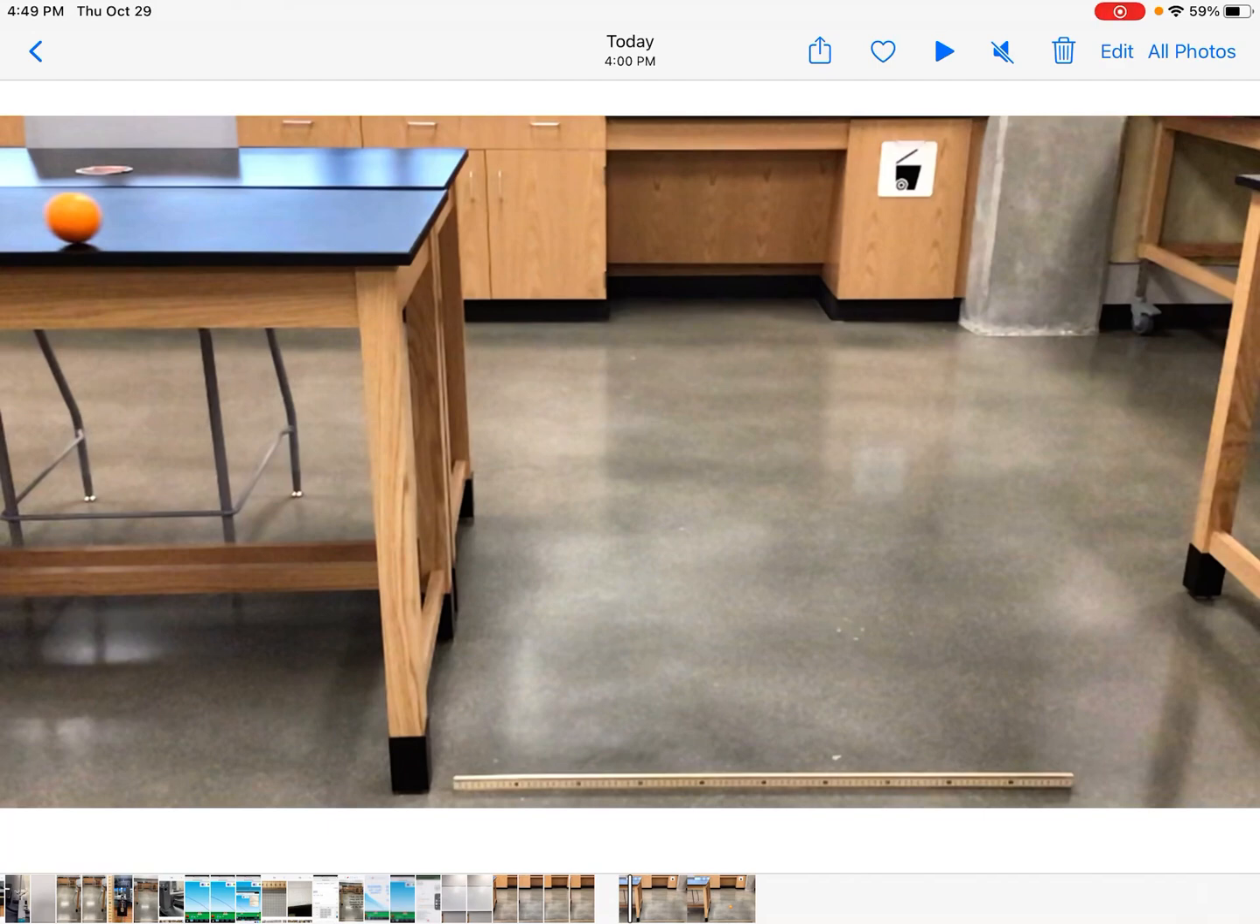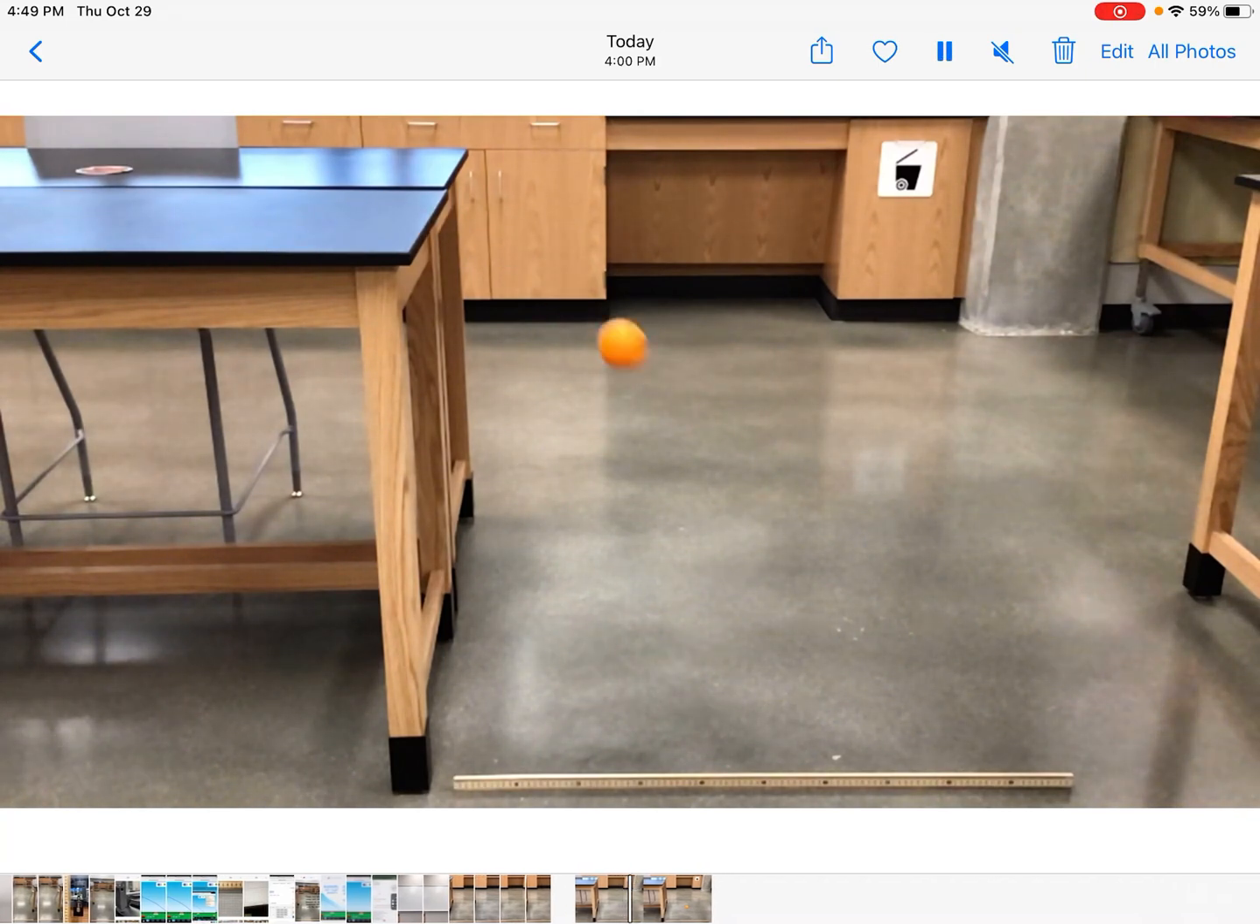Today's notes are on horizontal projectiles, and we'll start with an example. Here I've got an orange ball on top of a table, and I've pushed the ball and it's rolling at a constant velocity. I took this video in slow motion. The ball is going to roll off the table with a horizontal velocity only. There's no vertical component to its initial velocity. So let's watch.